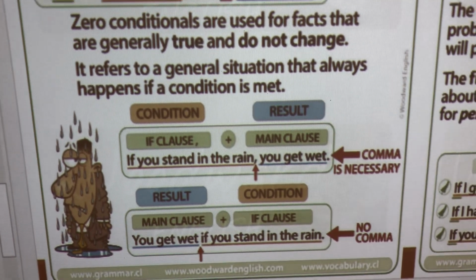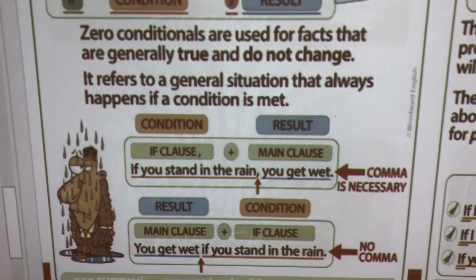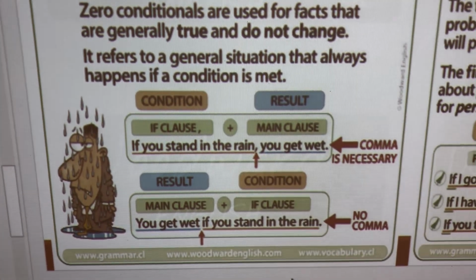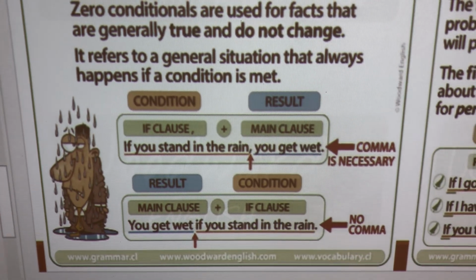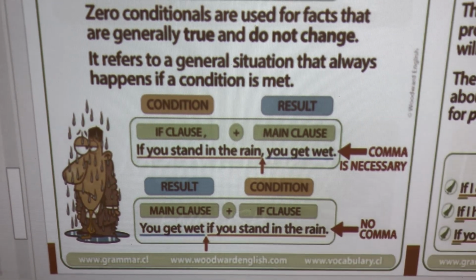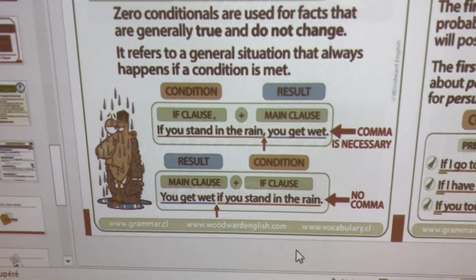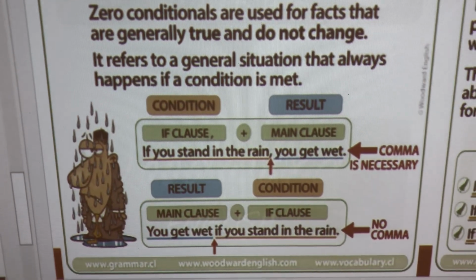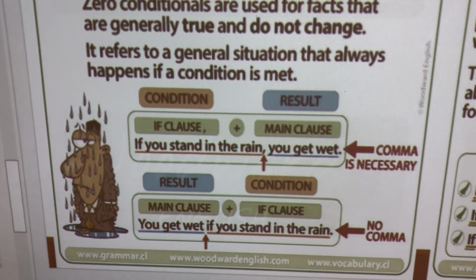So have you noticed there's a comma right there? You must put the comma there. Why? Because each time you start with the if clause, you must definitely put a comma. So if you stand in the rain, comma, you get wet. Now, you can definitely start with the main clause, and you can actually go like this. You get wet if you stand in the rain.